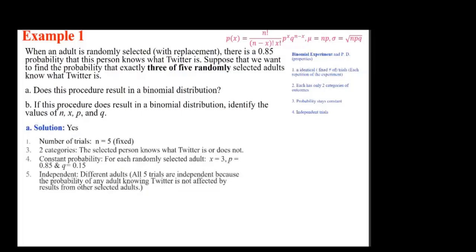So there are 5 trials, n equals 5. There are 2 categories. The selected person knows what Twitter is or doesn't. The probability for each randomly selected adult, okay, in this case, we chose x equal 3. The p is 0.85, q is 0.15.